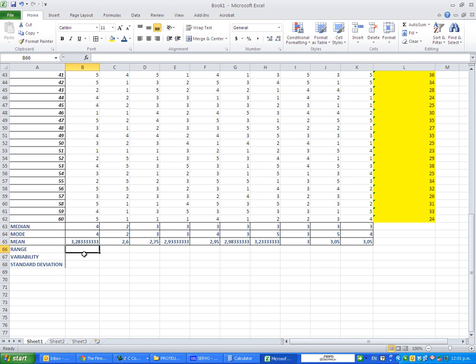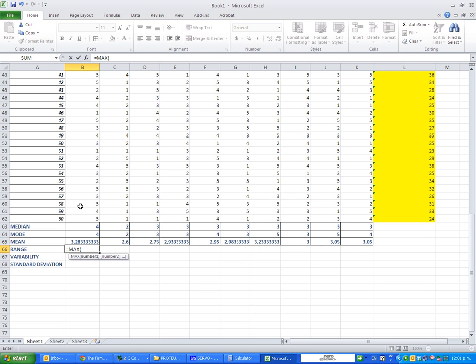Now the range of a set of numbers would be the top number minus the bottom number, and that way you will see what is the least and the maximum point. Okay, so what we're going to do is that there's a formula that says max number, so I'm going to need the max number of these.